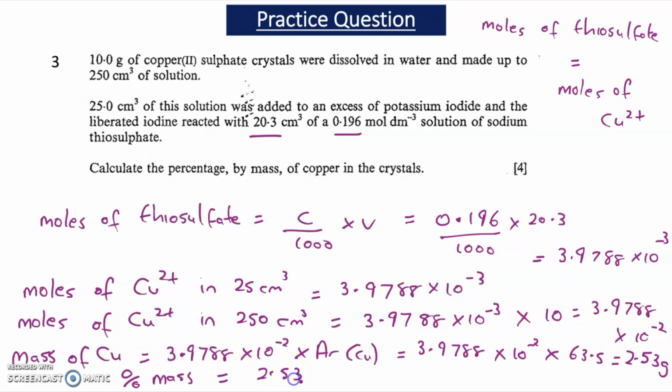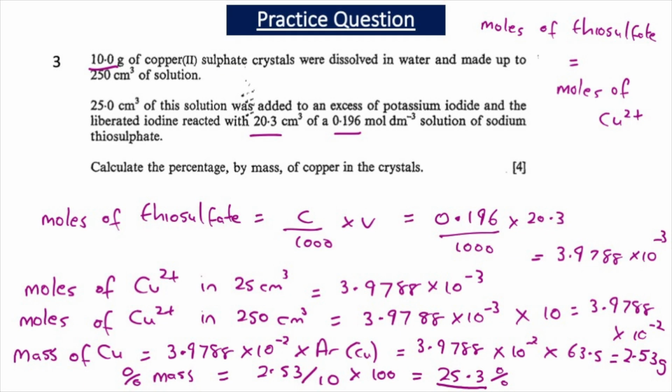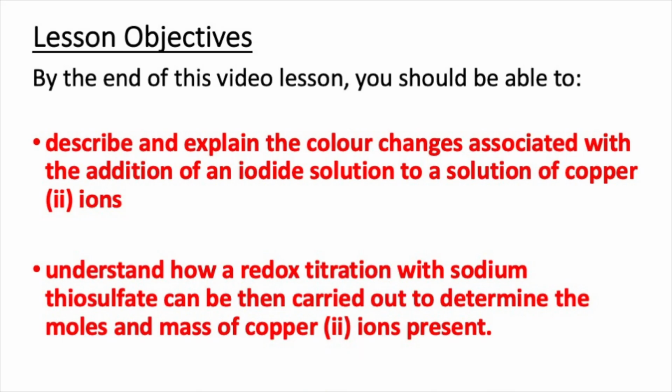Now the question is asking you to work out the percentage of copper in the copper 2 sulfate crystals. So you need to know the mass of the copper 2 sulfate crystals, which was 10 grams. So therefore, to work out the percentage mass, I just do 2.53 divided by 10 times 100, which comes out to be 25.3%. So you get 1 mark here for getting the moles of thiosulfate correct. You get 1 mark here for getting the moles of copper 2+ in 250 centimeters cubed correct. You get 1 mark for getting the mass of copper present in 250 centimeters cubed correct, and 1 mark for the final percentage.